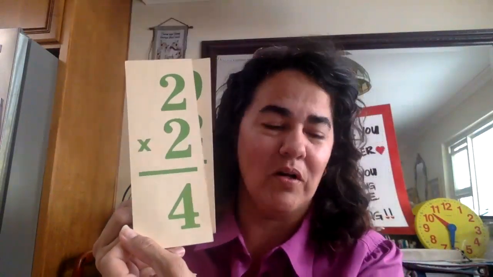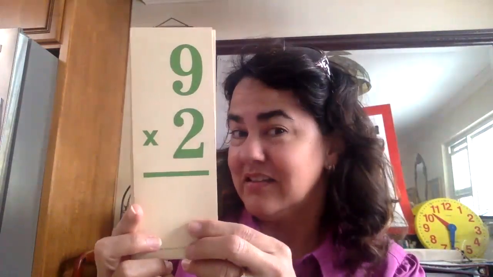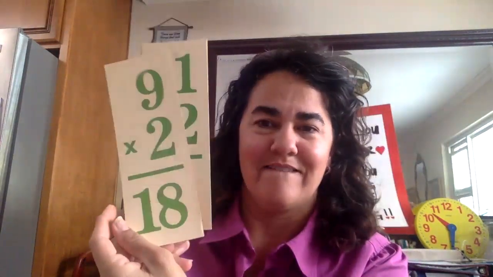And go. 5 times 2 is 10. Good. 3 times 2 is 6. 7 times 2 is 14. Good job. Second grade, keep going. 4 times 2, 8. 1 times 2, 2. 0 times 2, 0. 2 times 2 is 4. Sorry, guys, I forgot to flip some of those. 9 times 2 is 18.